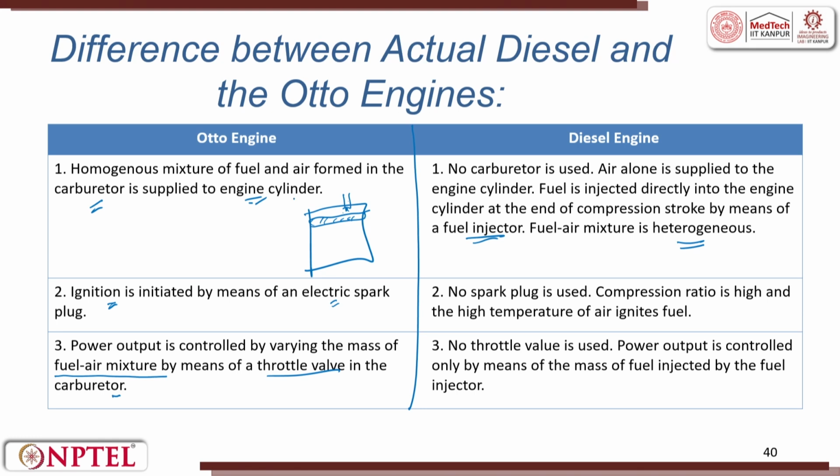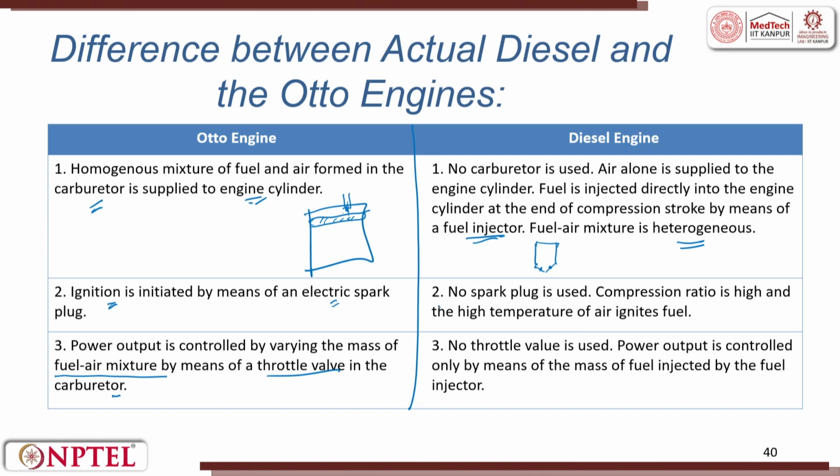The fuel is injected directly into the engine cylinder at the end of the compression stroke by means of a fuel injector. So, if you see a fuel injector, it will be something like this. It will have a cone and it will have holes. Through these holes, you spray the diesel inside the cylinder. The air fuel mixture is heterogeneous in state.